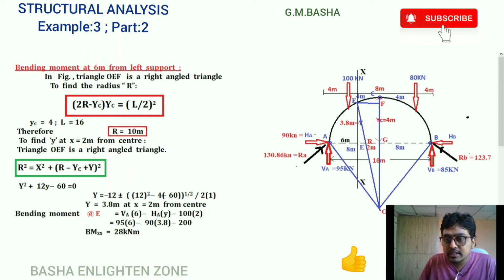Again, HA into force into distance, that is 90 into this 6 meters, which is acting anti-clockwise towards E. So this is anti-clockwise and this is clockwise. Again see here, minus 90 into 3.8.